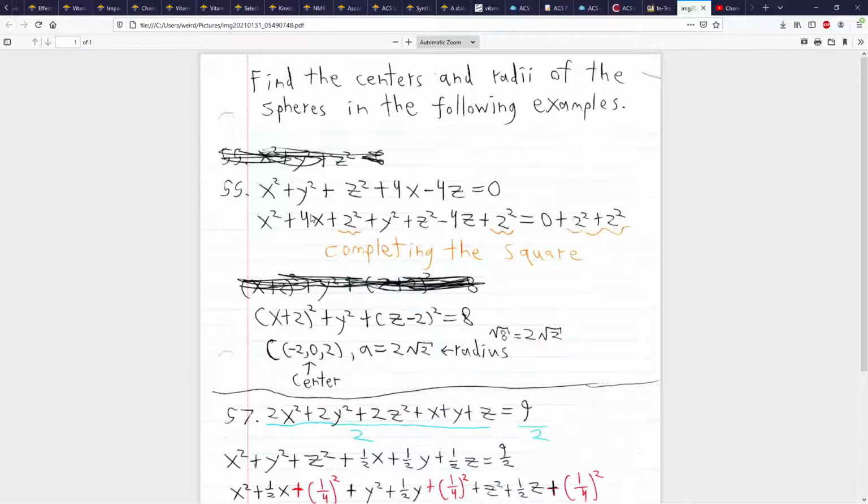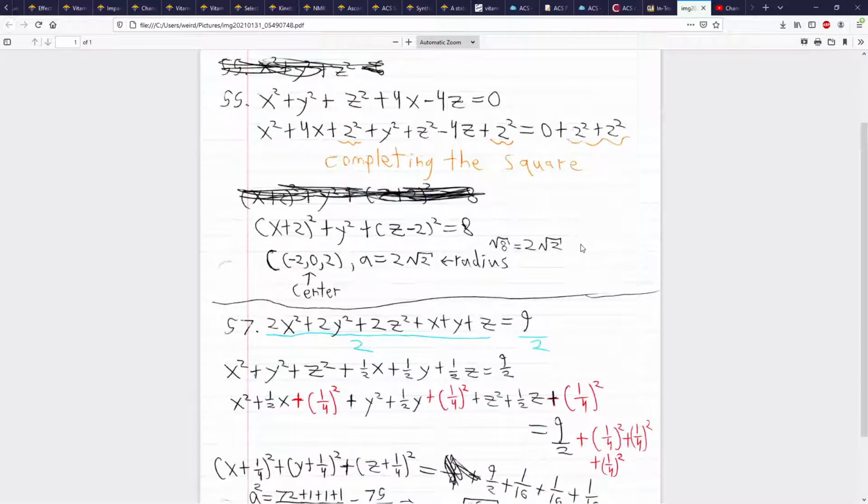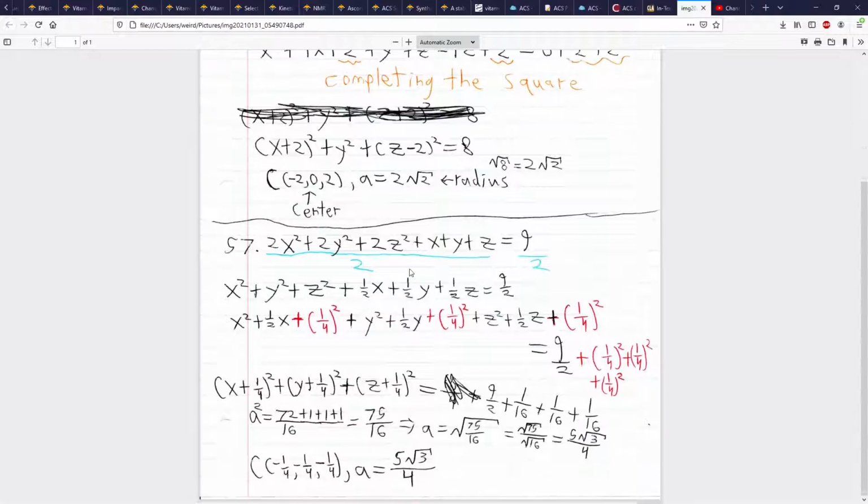So x squared plus 4x plus 2 squared becomes x plus 2 squared. Z squared minus 4z plus 2 squared becomes z minus 2 squared. And of course, you have to add these things to both sides, or else it doesn't work. So 0 plus 2 squared plus 2 squared, and that becomes the right-hand side. Good? The center now would be negative 2, 0, 2. And the radius is 2 square root of 2 because that's square root of 8. But yeah, negative 2, 0, and 2.